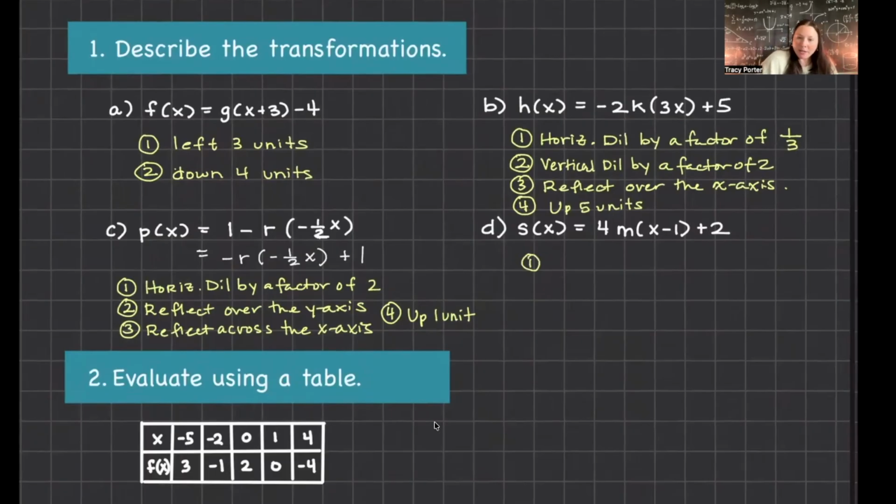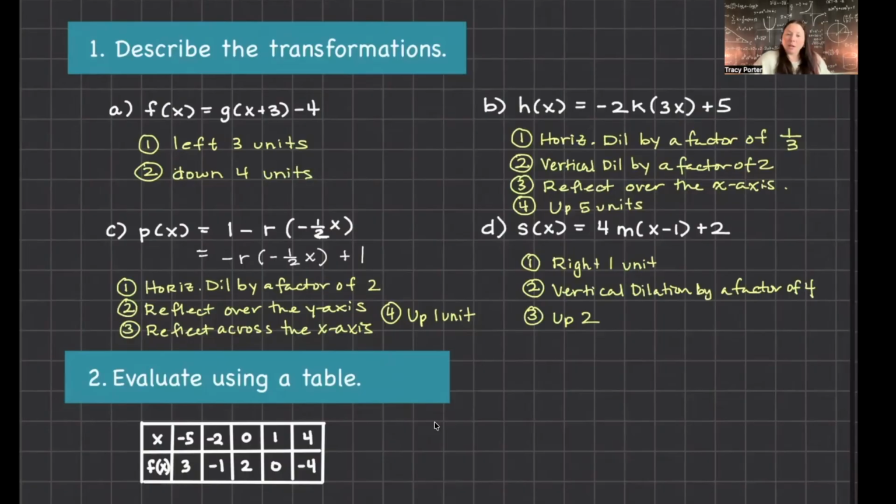Now, the last problem over here, part D, we'll do the x - 1, the input. We're going to say that will be right 1 unit. The 4 will be a vertical dilation by a factor of 4. And then finally, this one is going to go up 2.